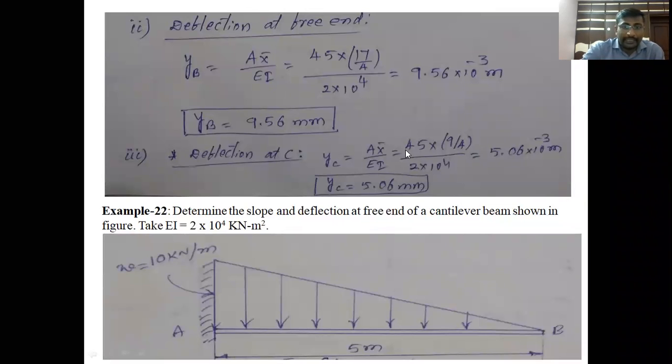So A X bar by EI, where A is the same value 45, the area between A and C, into X bar, which is 9 by 4, divided by 2 into 10 to the power of 4, the flexural rigidity. This is 5.06 into 10 to the power of minus 3 meters. Clear, students? If you convert this value into millimeters, we get the deflection at point C as 5.06 mm. Isn't it? The deflection at the free end is maximum and the deflection at point C is less than the deflection at point B.